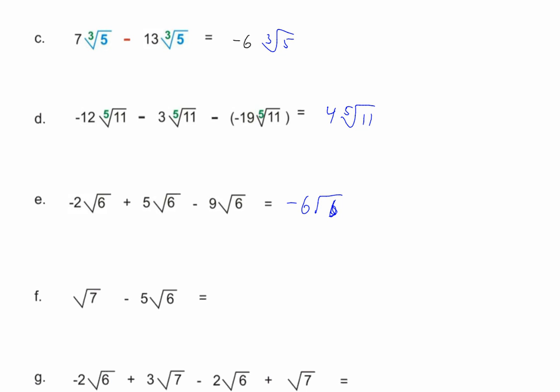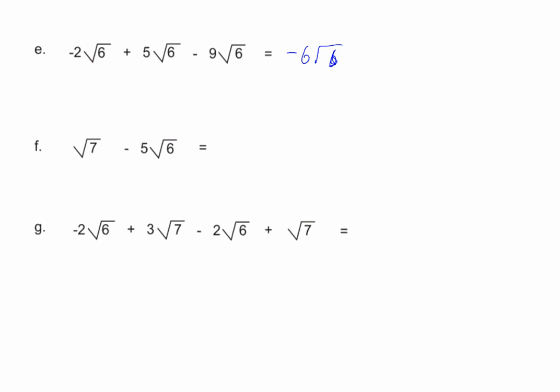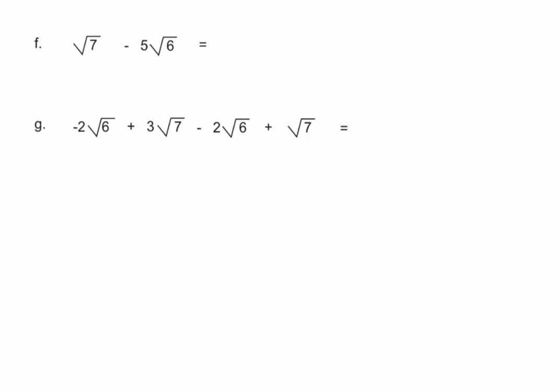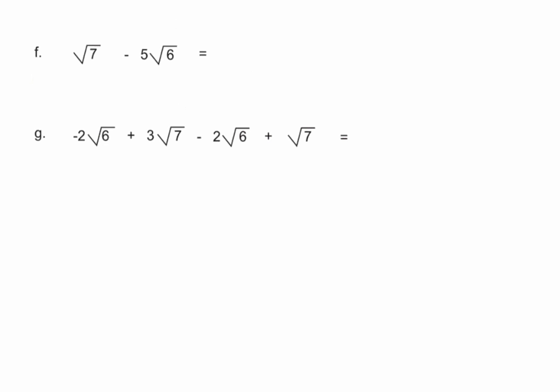All right, what's next? So go ahead and do F. Are you done yet? So what'd you get? Negative 4 times the square root of 13. Anybody get that? Negative 4 times the square root of 13? No? Good. Because that's not right. What did you get? Say your answer.